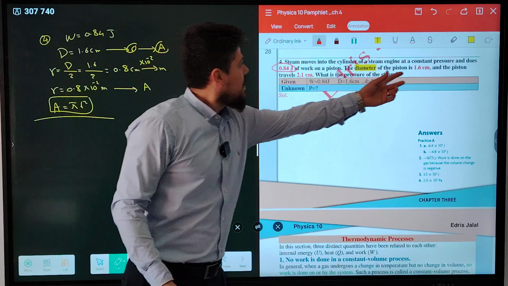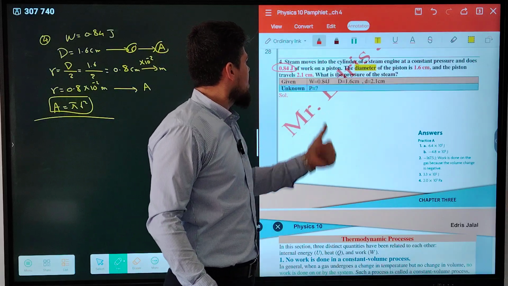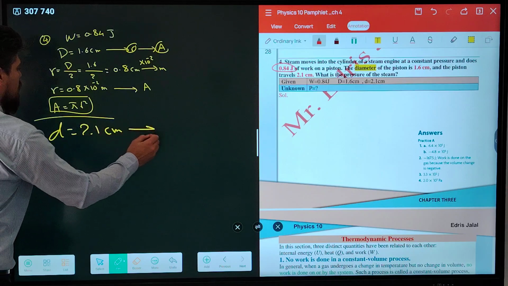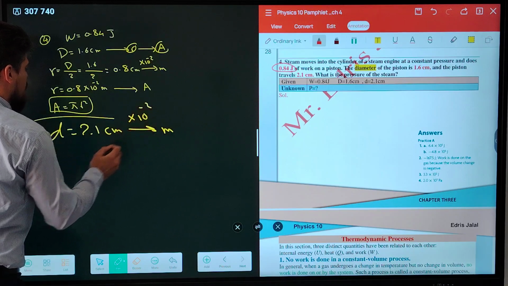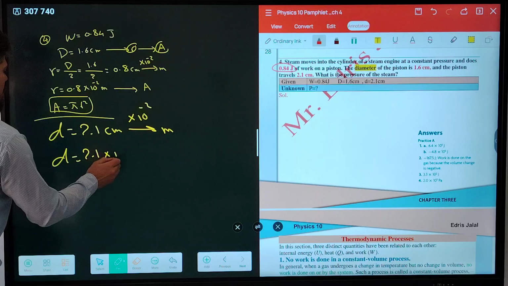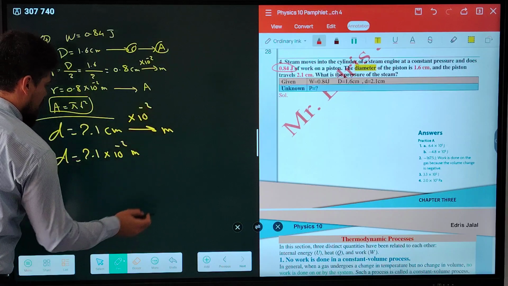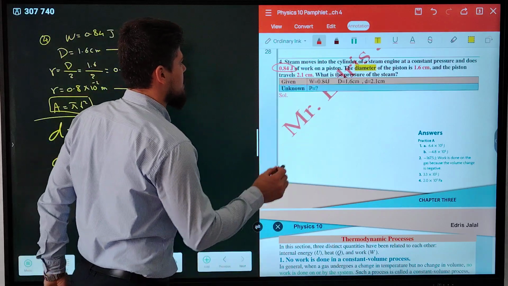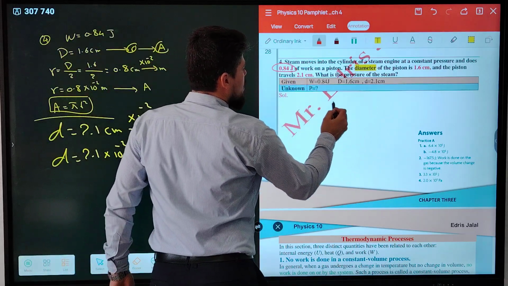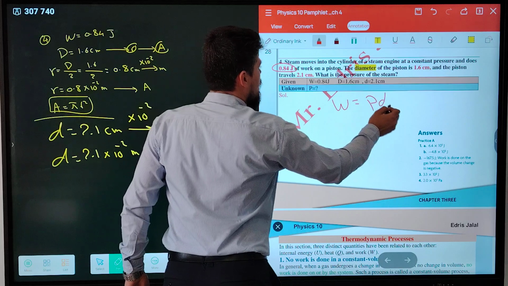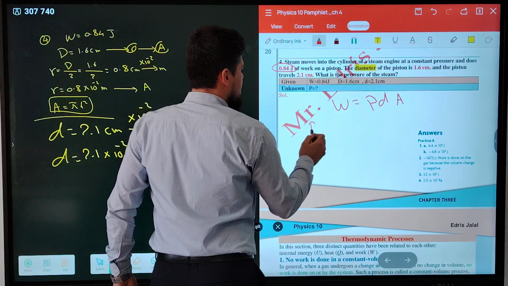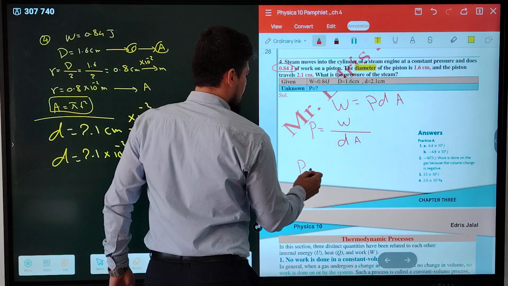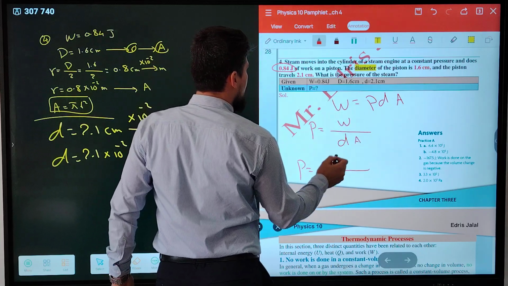And the piston travels 2.1 centimeter. This distance is equal to what? 2.1 centimeter. Convert to meter, 10 to the power negative 2. d is equal to 2.1 times 10 to the power negative 2 meter. And what is unknown? The pressure of the steam. So we have to use this relation. Work is equal to what? P d A. Pressure is unknown, equal to work over d A. Do we have work? Yes.